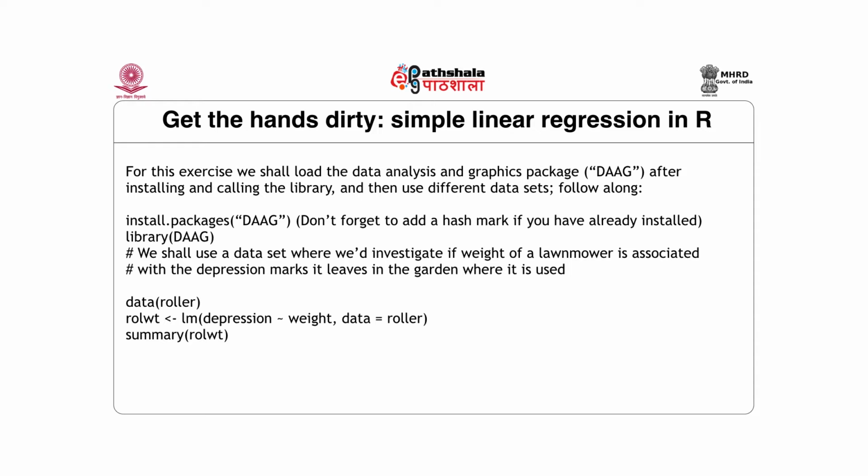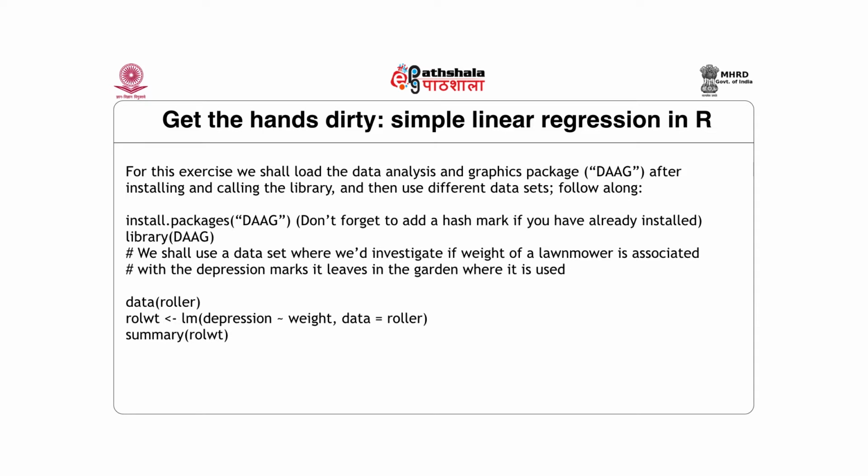So what we have done here in these 3 lines of code is this: we have called the data roller, having called the data library in the first place. And then we have saved the product of the linear model of depression and weight. That is depression, then we have put a tilde mark, left a comma, and then specified the data set from where they came from, which is roller. And we have saved the result of that regression model into an object which is known as roll weight. This is it, as simple as it gets.